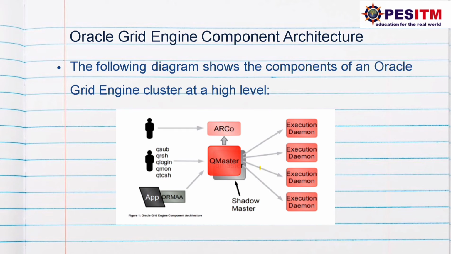QMon is the Oracle Grid Engine graphical user interface. From QMon, users and administrators can submit, monitor, and control jobs as well as manage all aspects of the cluster. QSub is a command line utility for submitting batch, array, and parallel jobs. QSh, QRsh, QLogin, and QTcsh are all command line utilities for submitting various kinds of interactive jobs.